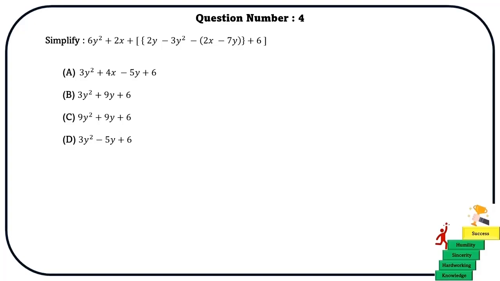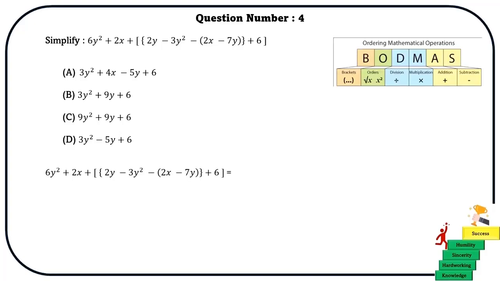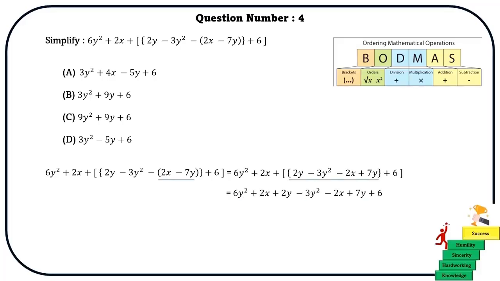Question number 4. Simplify the following. Here we can use the BODMAS rule again. First we have to solve the inner brackets. After solving, we have to solve the next brackets. After that we can simplify it and we'll get the answer as the B option.